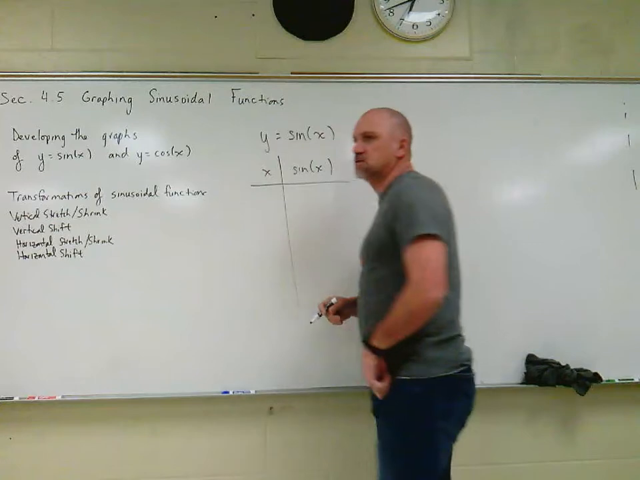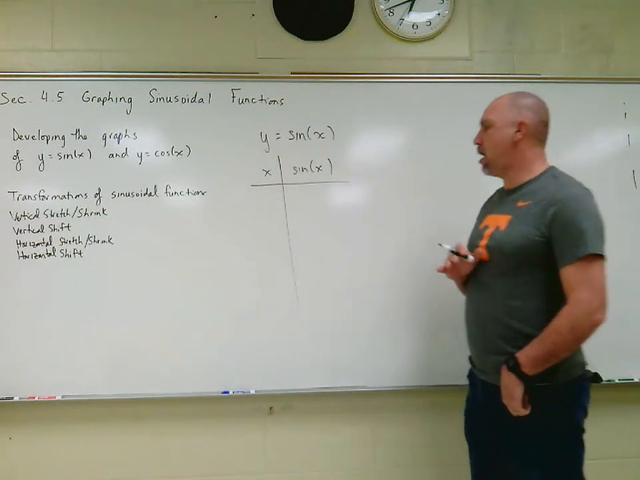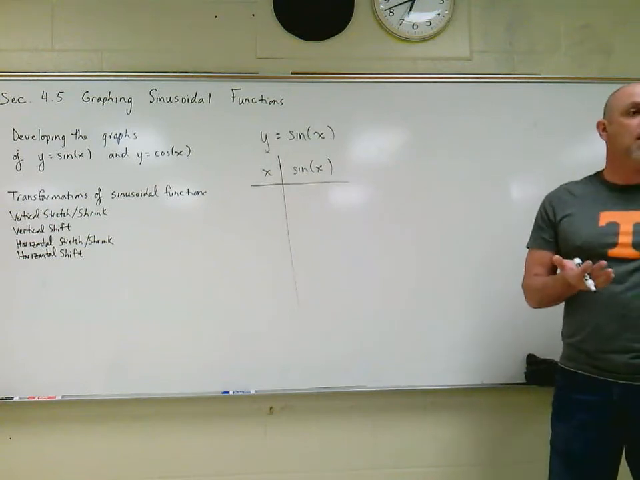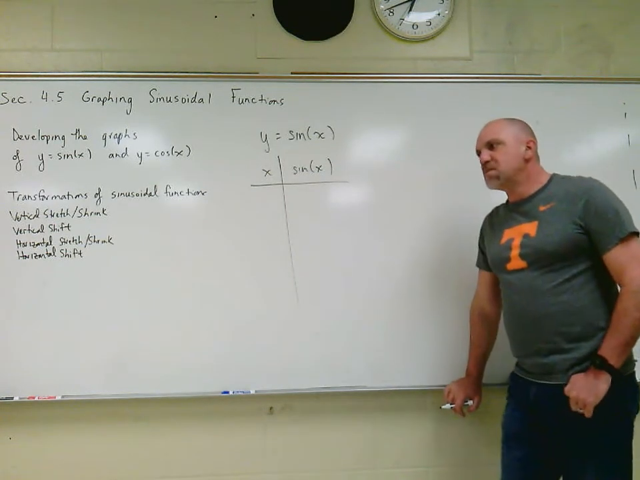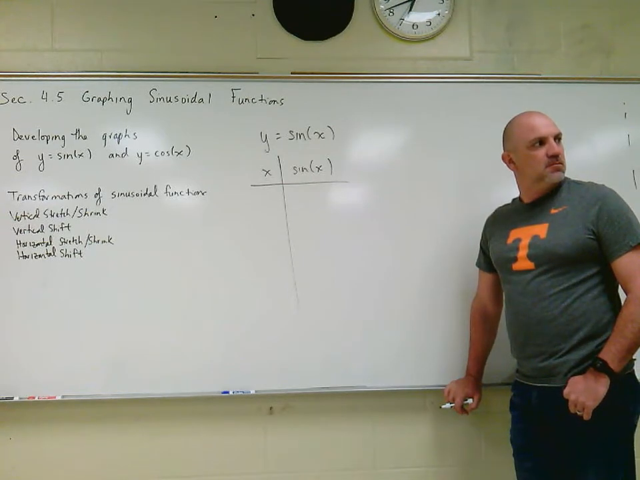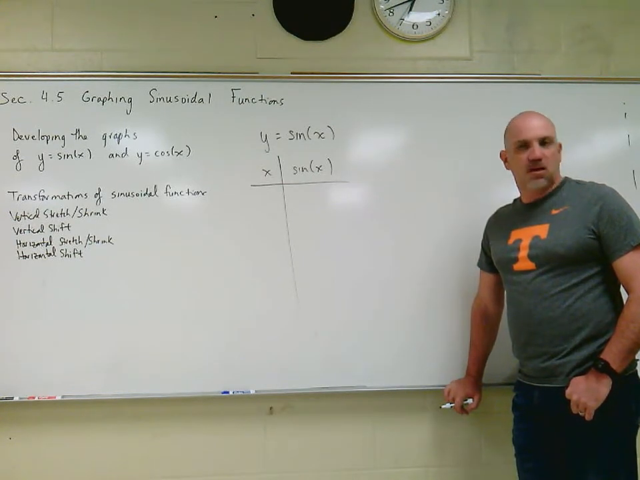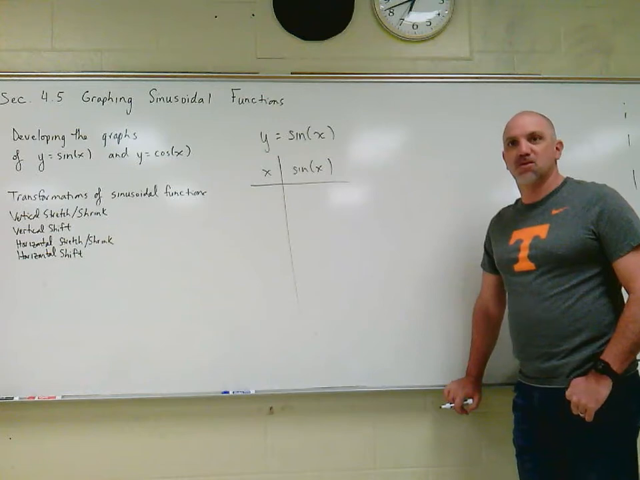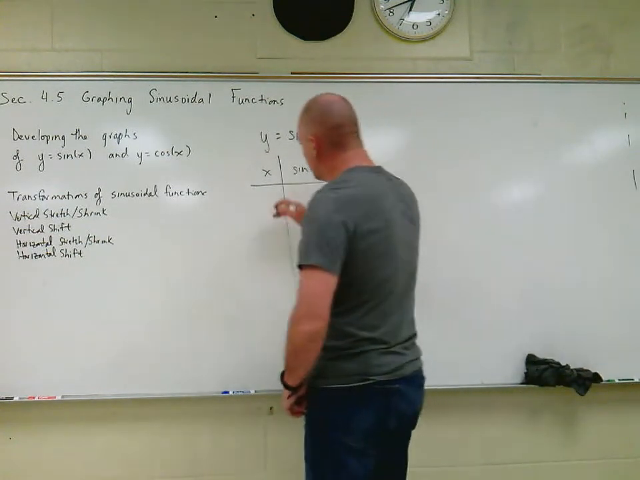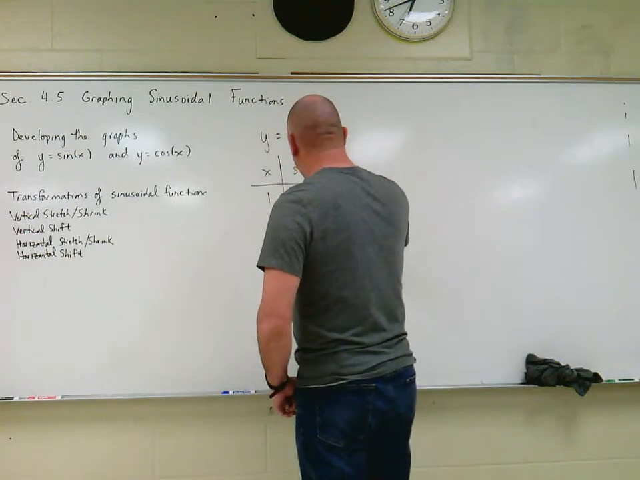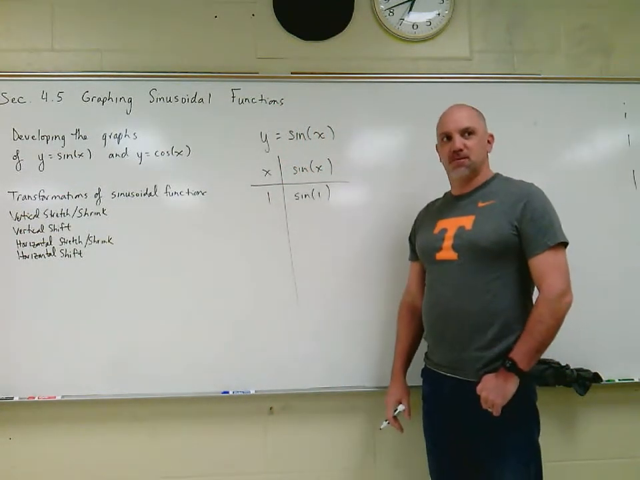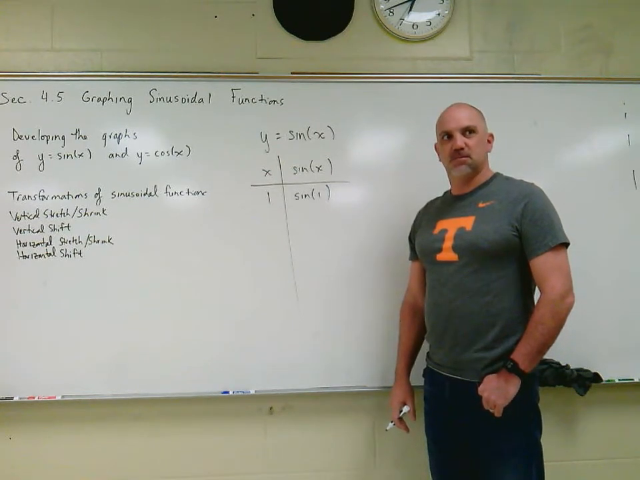Now, let's think about what we need to pick for x's and how we're going to get our y's. And we're going to do this all by hand. So my question would be, what do we need to pick for x's? Like 0, 1, 2, 3, 4, are those going to be good choices? Yes. You sure about that? Okay. Oh, wait. So let's say we pick 1. That means I have to do sine of angle 1. I don't know, what if it's 90, 180?